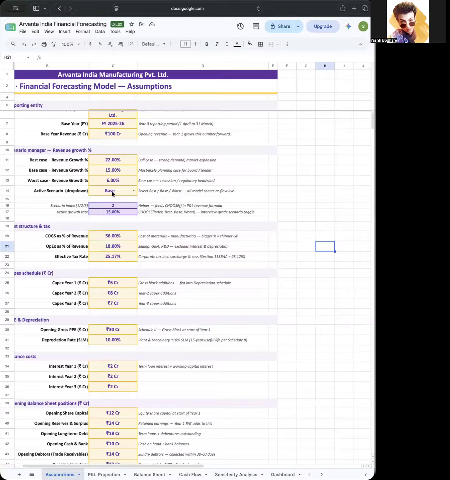So this drop-down is one of the most important features of the model. As you can see, this is a drop-down: best, base, worst. So when I change, for example, from base to best, you see all the scenarios change, right? So I'll just keep it to base only.